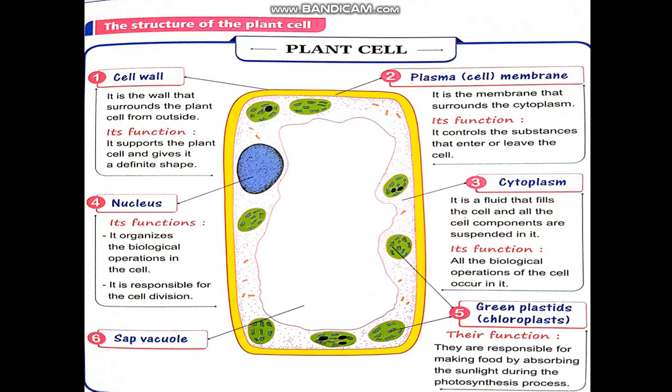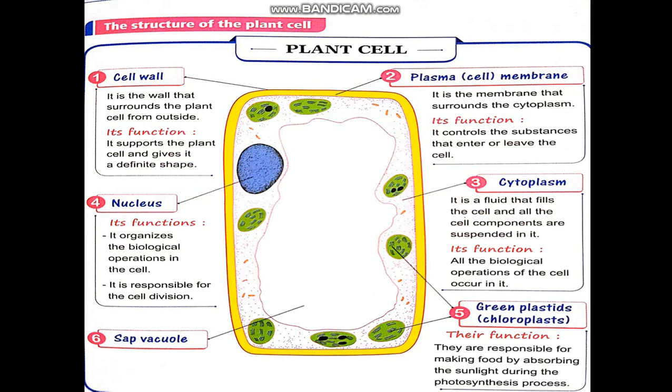The function of plasma membrane is what? Control the substances that enter or leave the cell. If the plant cell needs water, it allows its entrance. Needs air, it allows its entrance. Okay. But if any harmful substance comes to enter the cell, it prevents it from entering.